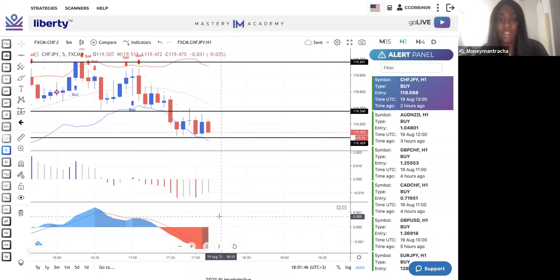Remember, if you see more red than blue, whether you're looking at the entire chart, it's just telling you in general that you want to focus on your sells. If you see more blue than red, that just means you want to focus on your buys.